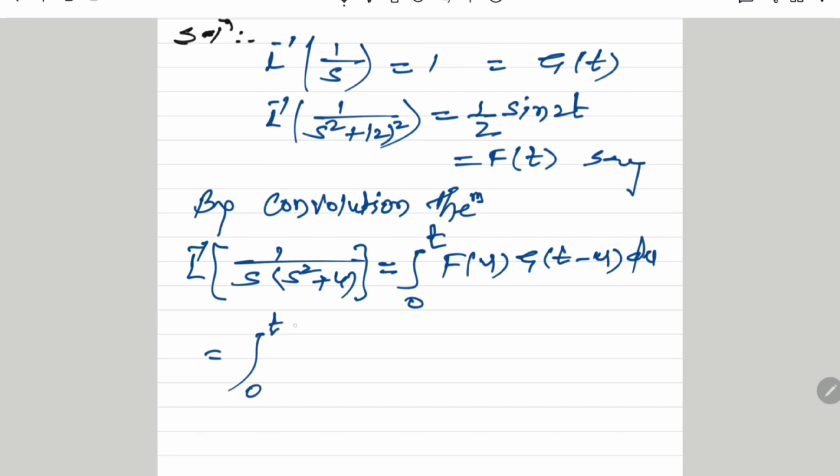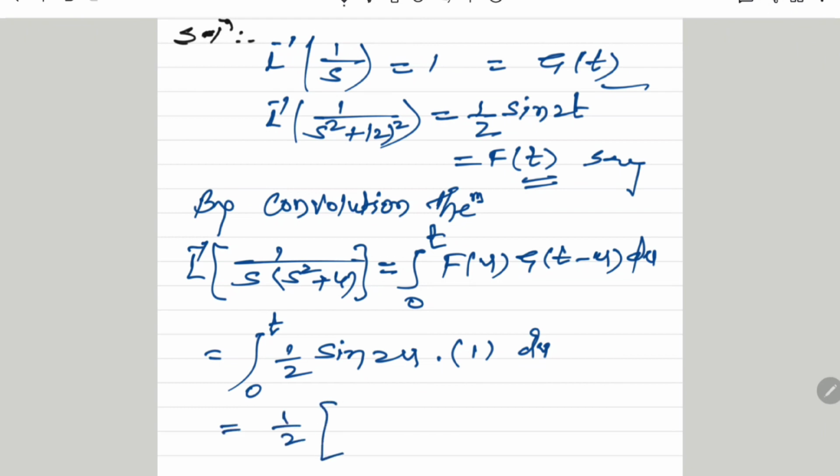Integration from 0 to t, f of u, replace t by u in this term, therefore we get 1 by 2 sine of 2u, and in this g of t, replace t by t minus u, we get that term as 1 only, and then integrate this product with respect to u. 1 by 2 constant we take outside, integration of sine is minus cos of 2u divided by 2, limit from 0 to t.